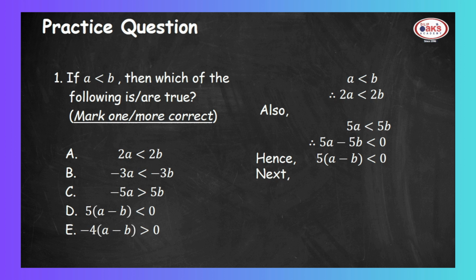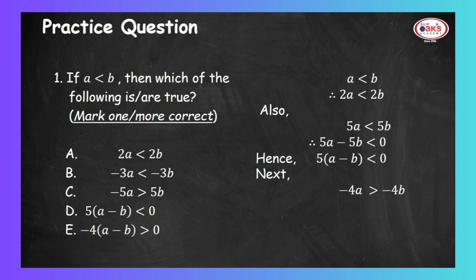Next, if you multiply both sides by a negative constant, I repeat, please look at the screen again. Suppose it is known that A is less than B and you are multiplying both sides by a negative constant, say minus 4. Then you will get that minus 4A is greater than minus 4B. You must have noticed that the direction of inequality has changed purely because we have multiplied both sides by a negative constant.